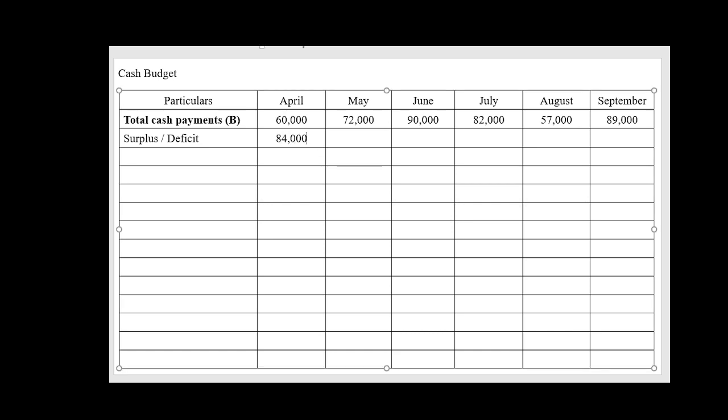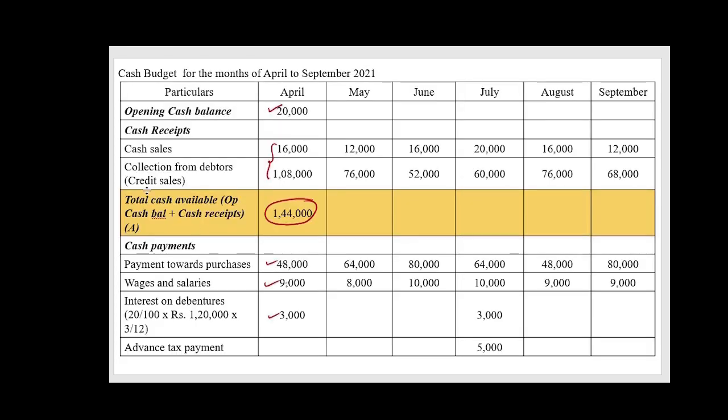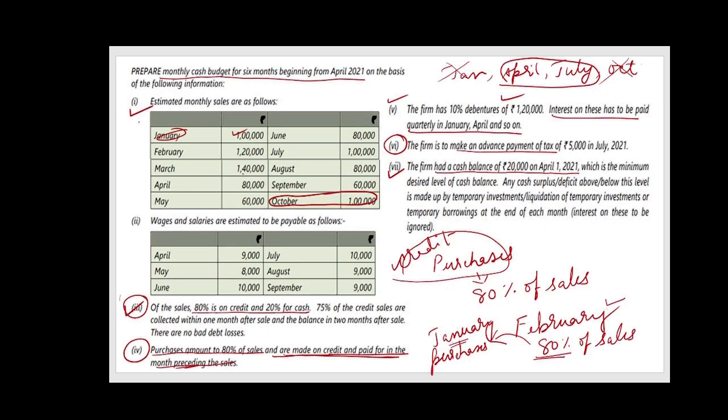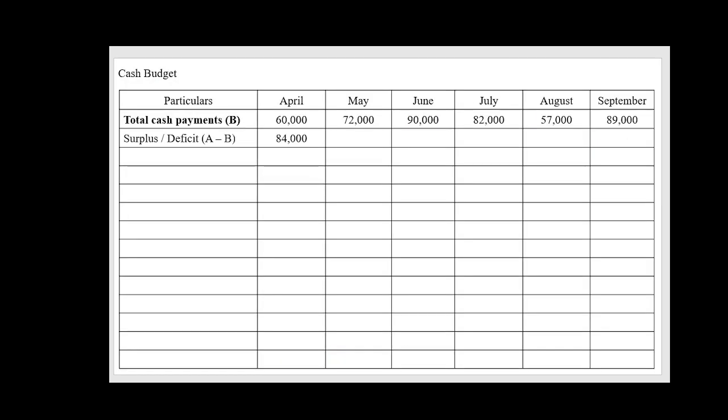So, this amount will be 84,000. How did we get this? This is A minus B. The total cash available with the business A, 1,44,000 minus 60,000. So that comes to 84,000. How much is the minimum cash balance that the business has to maintain? It's specifically given that the business will have to maintain a minimum cash balance of rupees 20,000, which is the minimum desired level of cash balance. So at any given point of time, the business will have to maintain a minimum cash balance of 20,000.